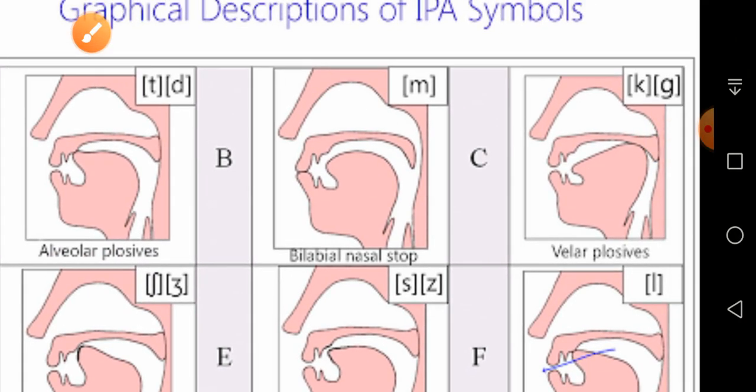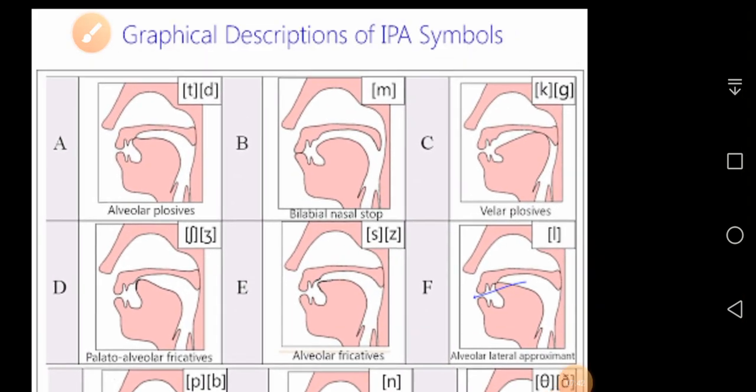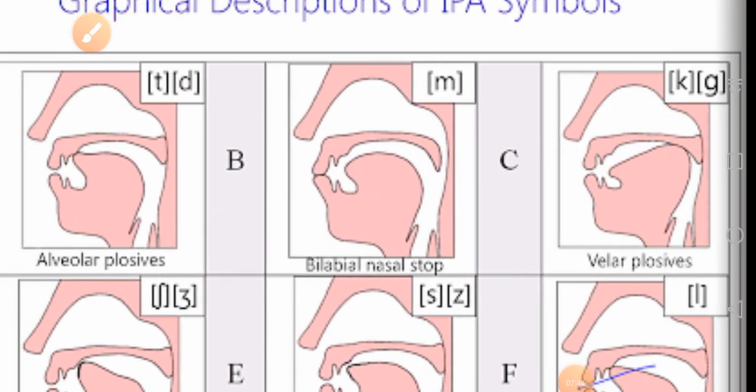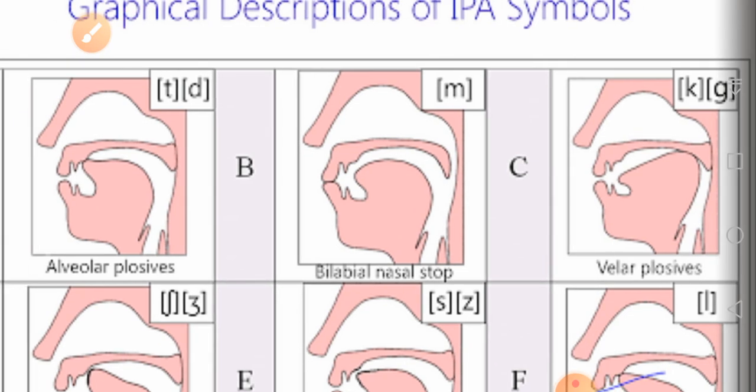Okay, now another stop sound is this one. Just let me magnify the screen for you. So here is another pair, and this is also a stop, like k, g. We pronounce this one as k, and this one as, let me transcribe it for you. Okay, see this one. So this is pronounced as g.